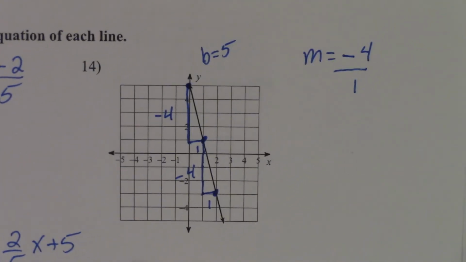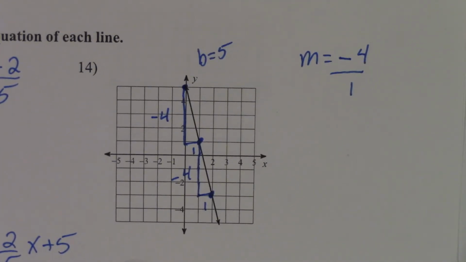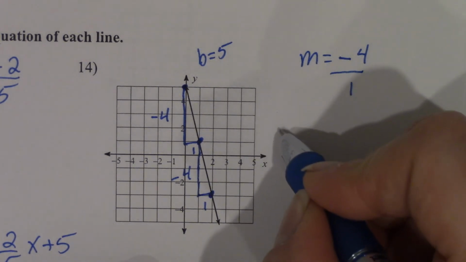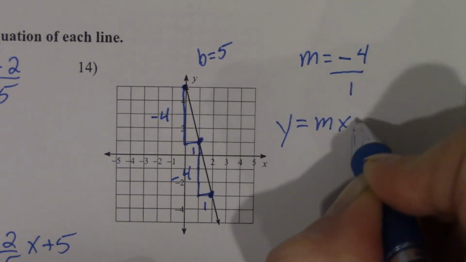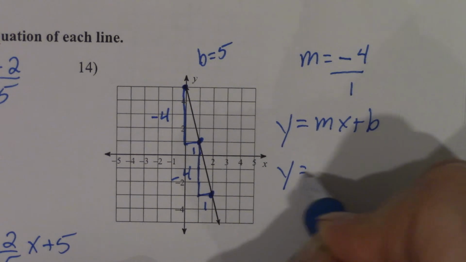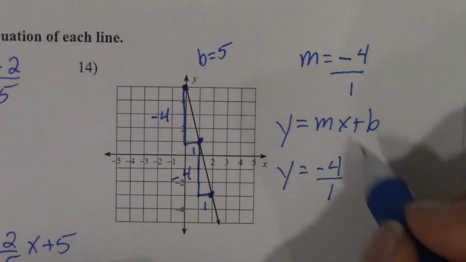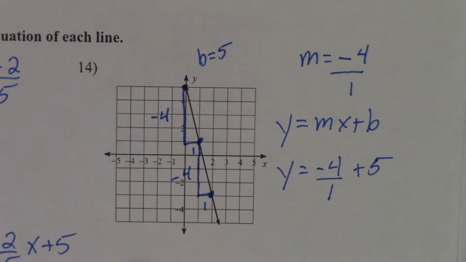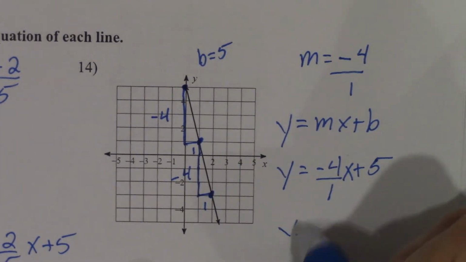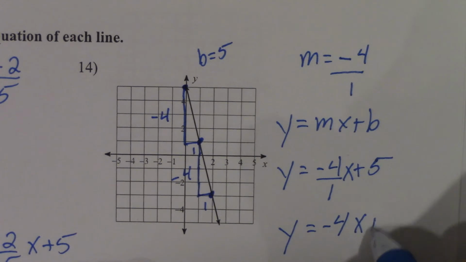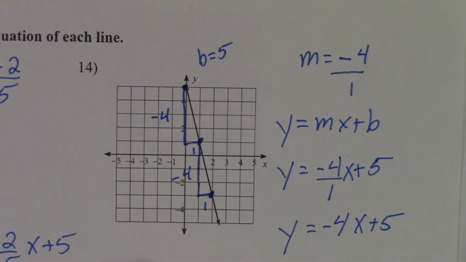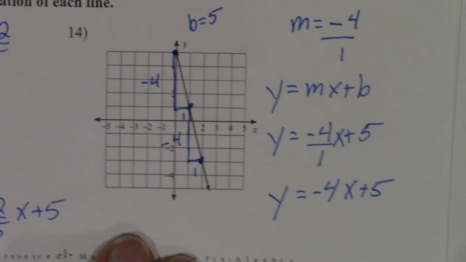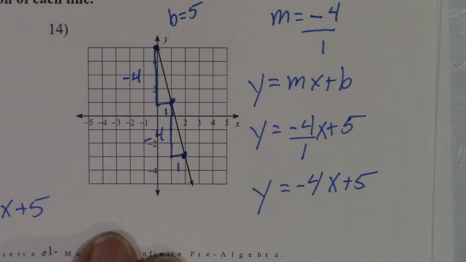So now I can write my equation, y equals mx plus b, right? My m equals -4 over 1. My y-intercept is 5. Oh, don't forget my x. Okay, you could leave it like that, but when we have it in an equation, we usually just see it -4x plus 5, right? Because -4 divided by 1 is just -4. So you're going to want to write it like that.